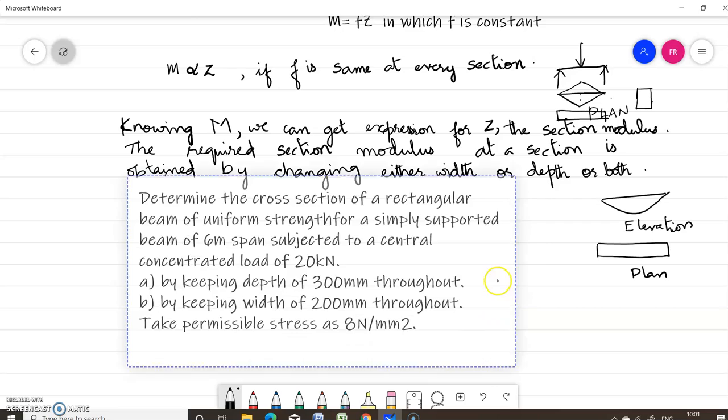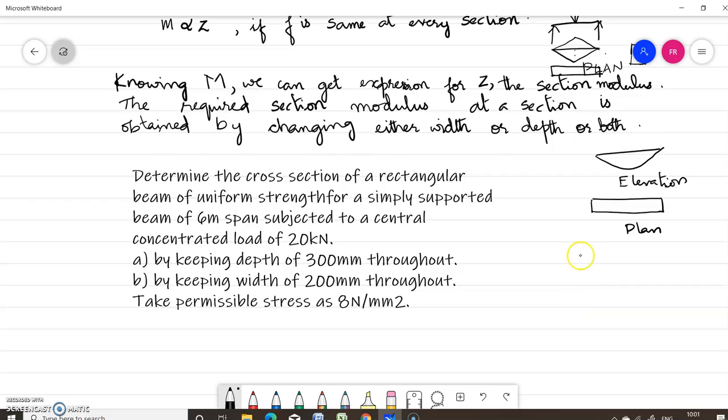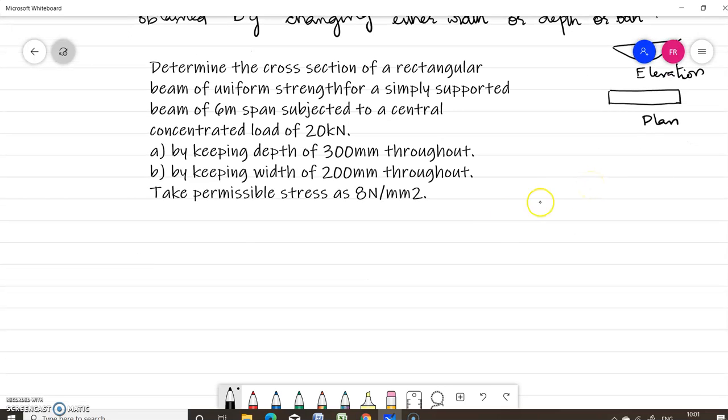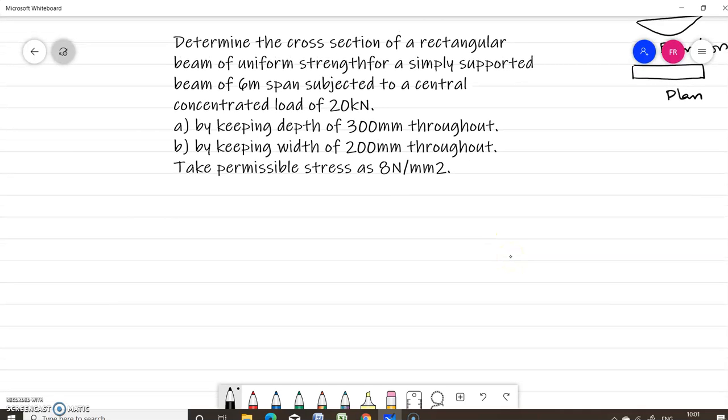So the question is, determine the cross section of a rectangular beam of uniform strength for a simply supported beam of 6 meter span subjected to a central concentrated load of 20 kN by keeping the depth of 300 mm throughout. Second case is by keeping the width of 200 mm throughout, and take the permissible stress as 8 Newton per millimeter square.